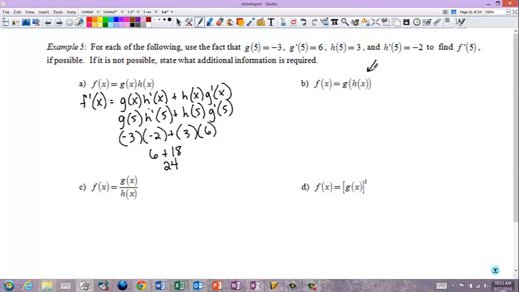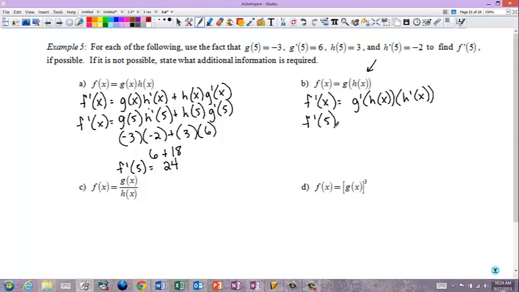B. Chain rule. Derivative of the outside. Wait. Notation. F prime of 5 equals F prime of x, derivative of the outside, g prime, leave the inside alone, times the derivative of the inside, h prime. Fill in my 5. So g prime of h of 5 times h prime of 5.